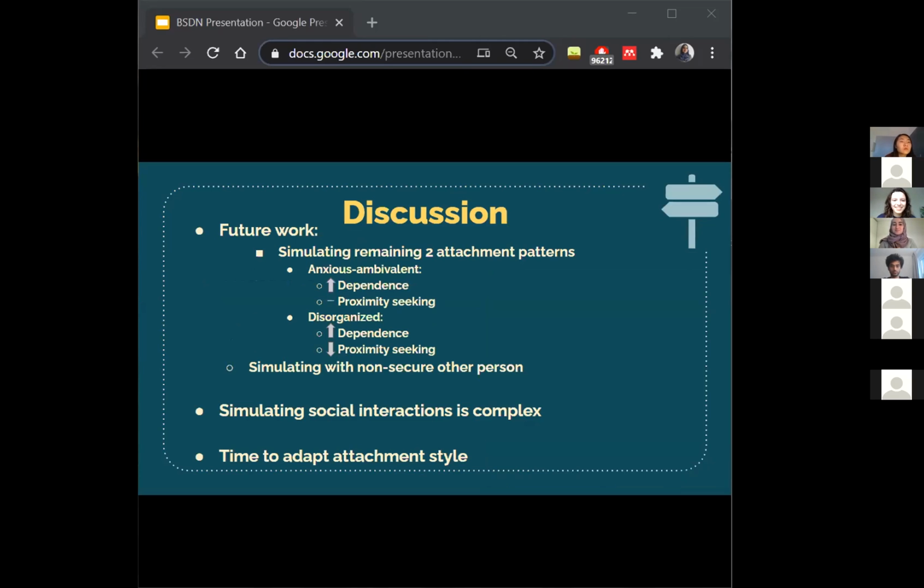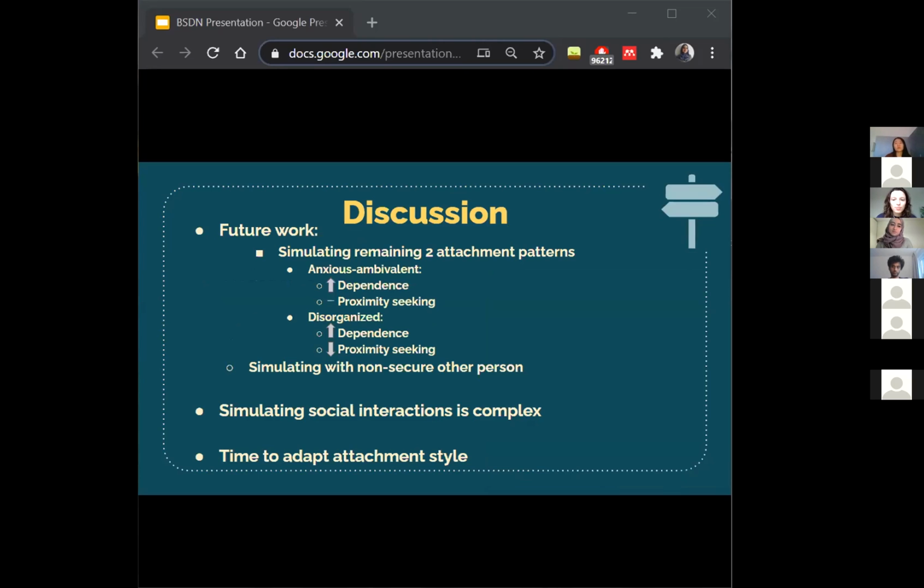Yeah, and unfortunately, we haven't been able to investigate every possible scenario for different attachment patterns. So we have some recommendations also for future research. So firstly, the other 2 attachment patterns could be simulated, and we do kind of have expectations of how they should look because we looked into the literature.